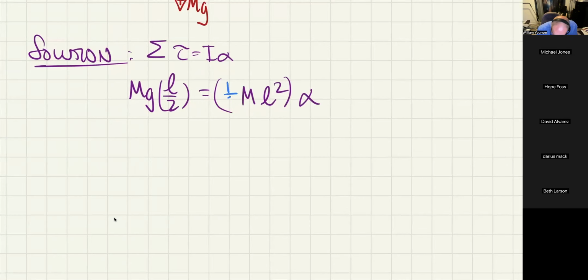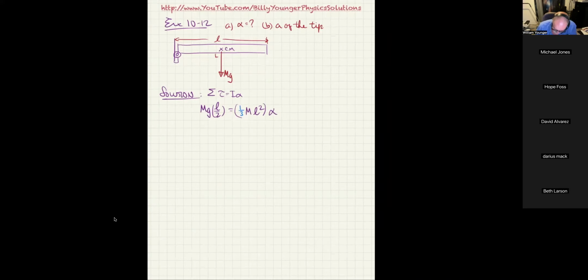So 1/3. I'll just write it in blue since I screwed up last time. Anyways, what we see now is the M cancels out with the M. This L cancels out with one of those L's, and we're left with alpha is equal to 2G over, or 3/2 G over L. So that is the answer for part A.